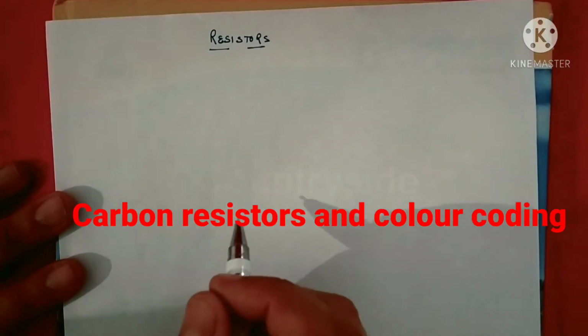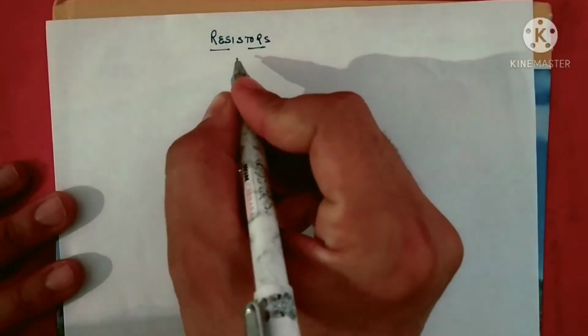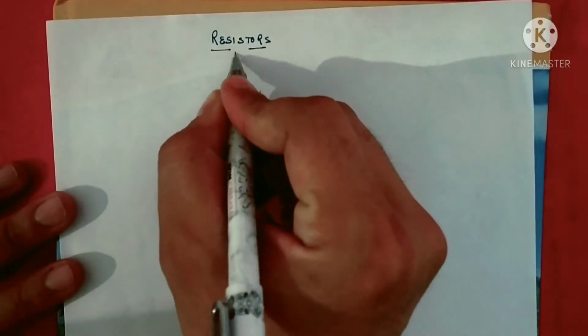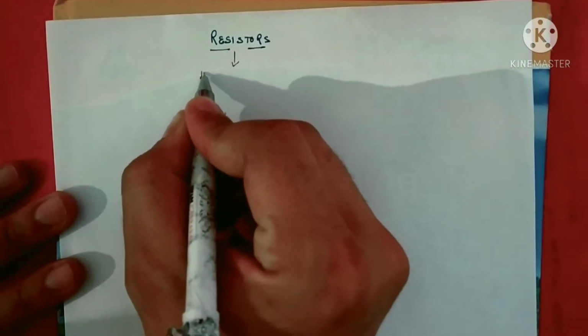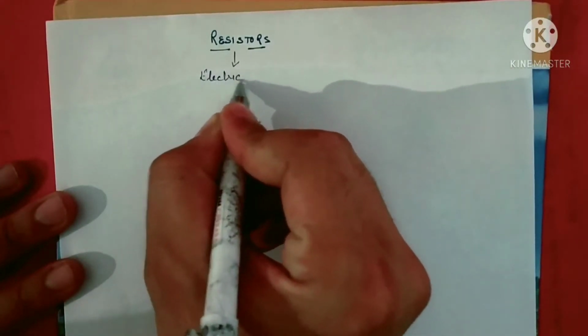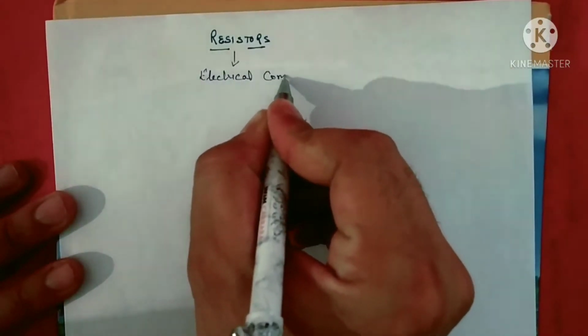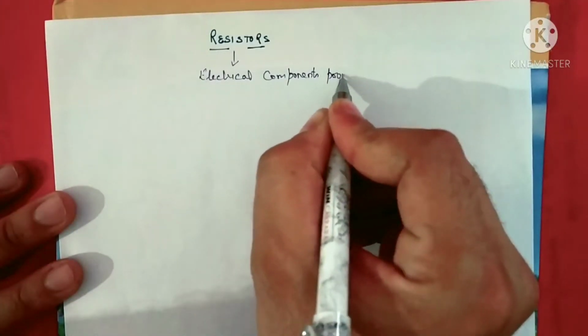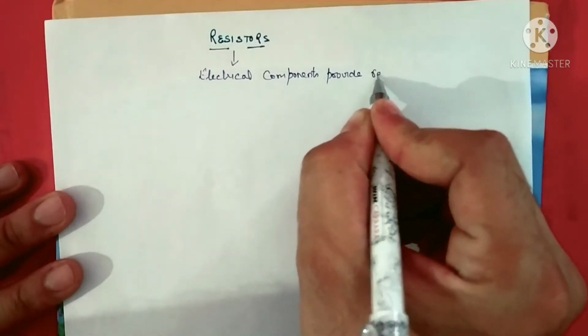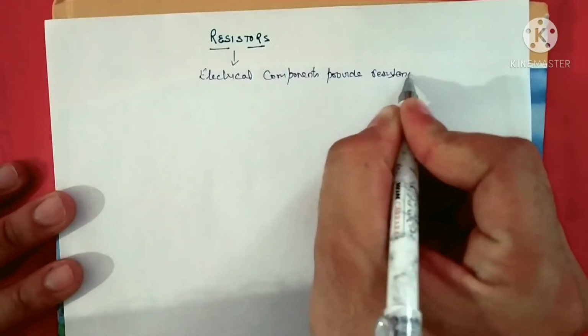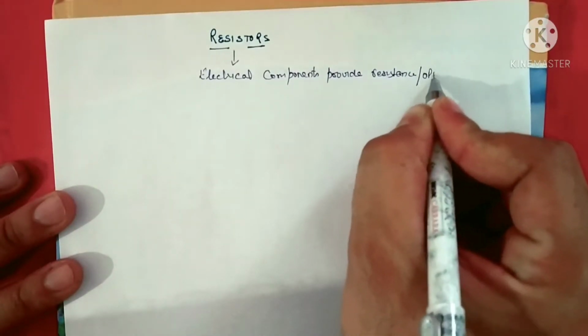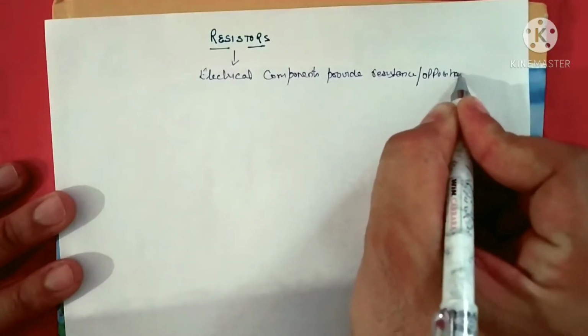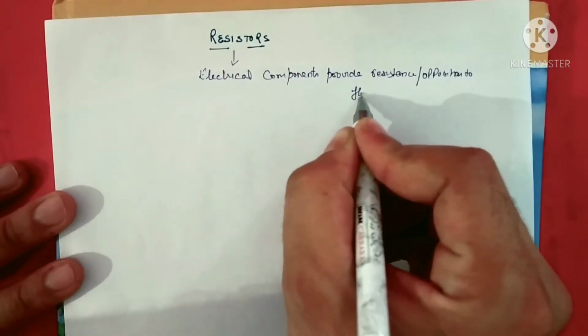Hello students, we will discuss the topic of resistors. So what are resistors? These are electrical components that provide resistance, or we can say opposition to the flow of current.